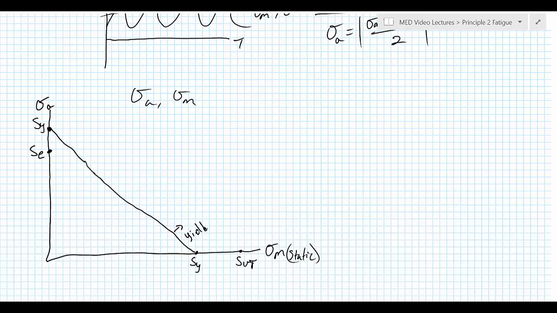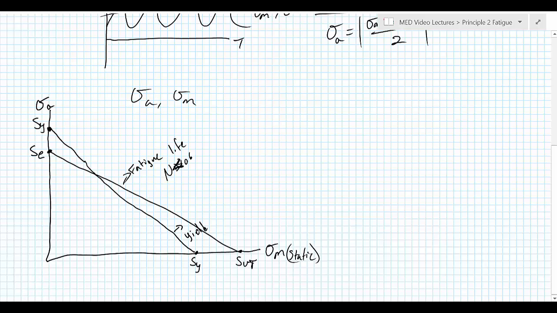Now, in order to get fatigue life, we need to be on this curve. So this is our fatigue life such that the number of cycles is greater than 10 to the 6 cycles. It's less than 10 to the 6 cycles if we are outside of that line. Maybe a better way to say that: outside that line is less than 10 to the 6 cycles.